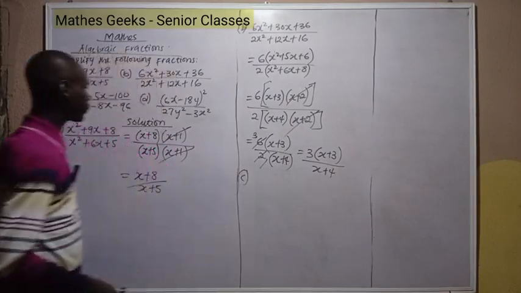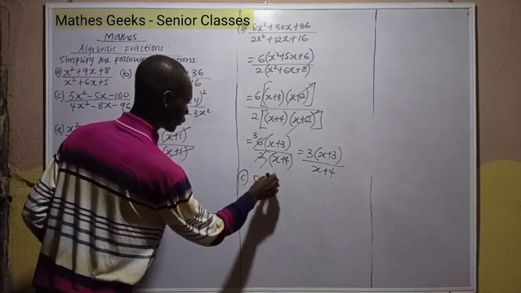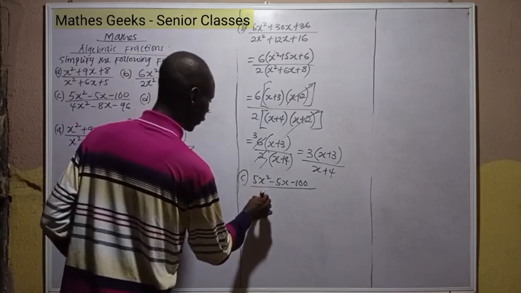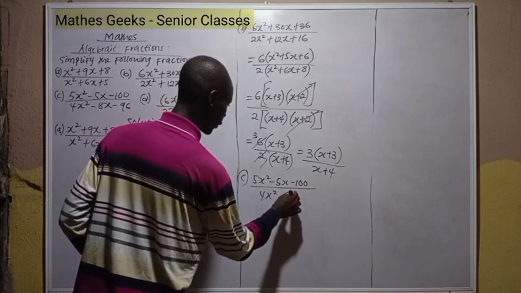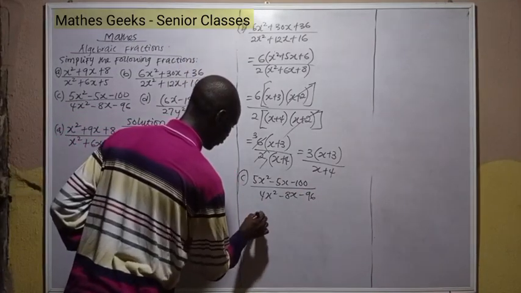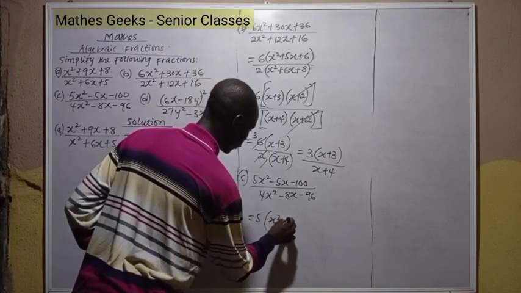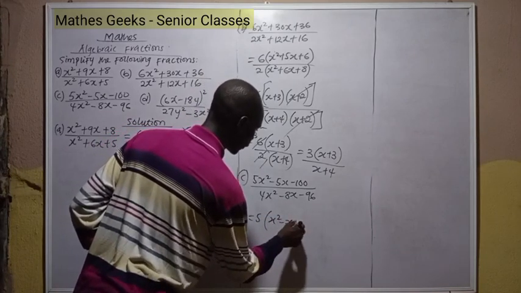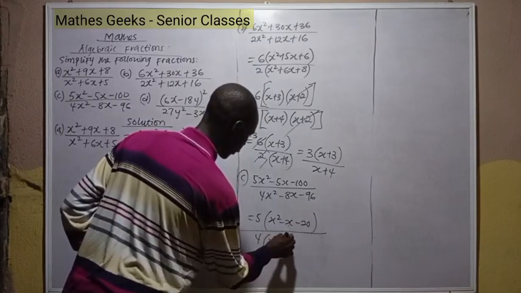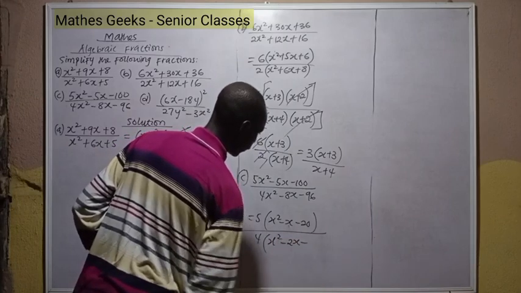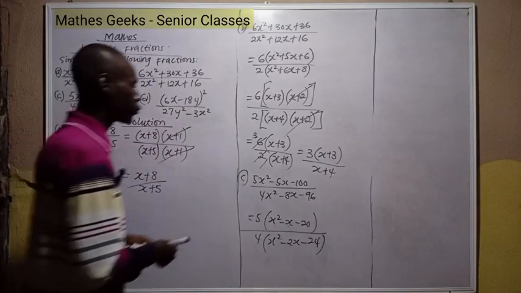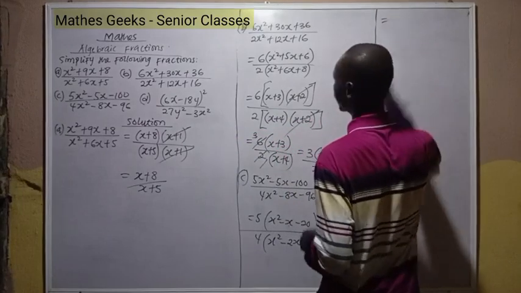Let's just see 5x squared minus 5x minus 100 over 4x squared minus 8x minus 96. So here we can factor 5 out. This will give us 5 times x squared minus x minus 20, over, factoring 4 out, we have 4 times x squared minus 2x minus 24. Okay, so come here. This simplifies the question.